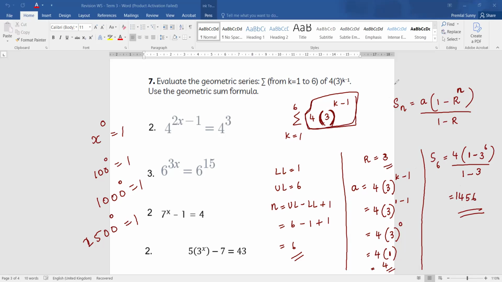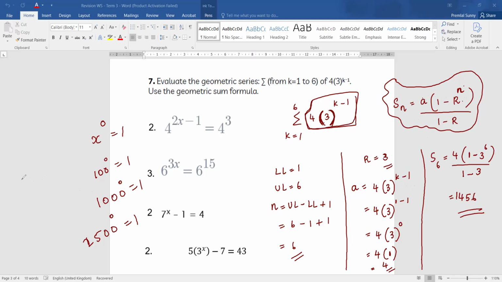It's not that hard, just need to know this formula here. If you know this formula, then we need A, we need R, we need N. R is straightforward from the question. The one inside the bracket, having the power as k minus 1, will be R. For N, use the formula upper limit minus lower limit plus 1. And what else? A. Whatever the question gives, you write once again, but instead of the variable k, you replace it with the lower limit.